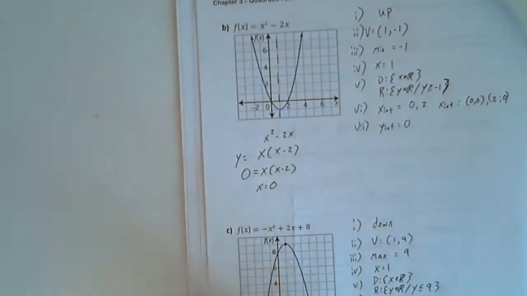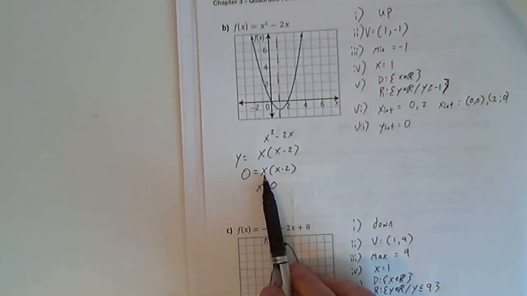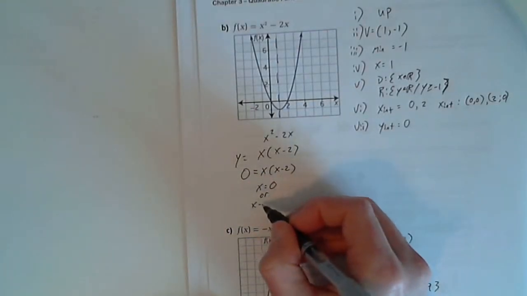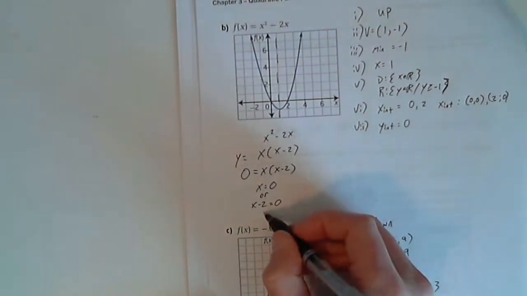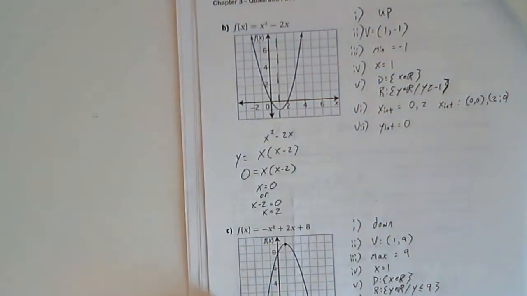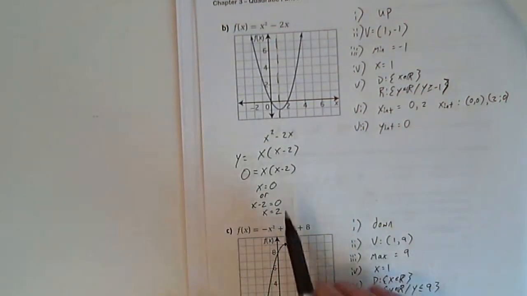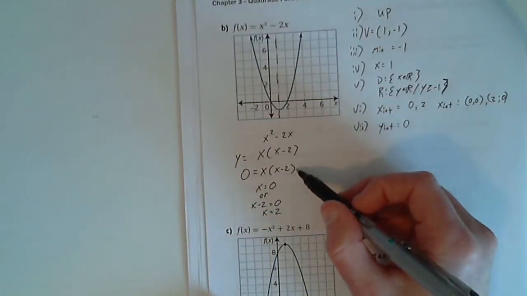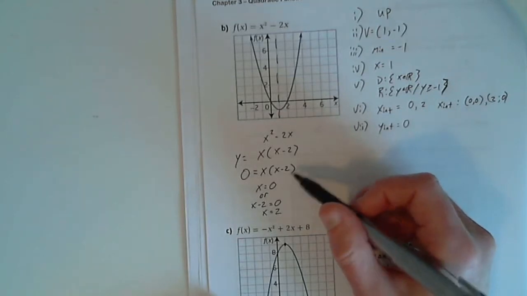Either x is equal to 0, either my first number is 0, or my second number is 0. Or x minus 2 is equal to 0, which means x is equal to 2. So these are what we call finding the roots. You should be able to read it quickly from this equation right here. We're going to do this a lot in these two units.